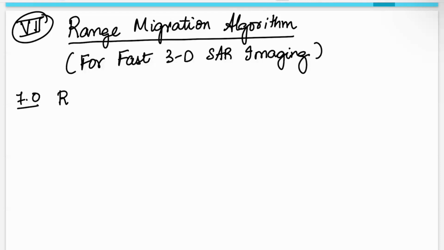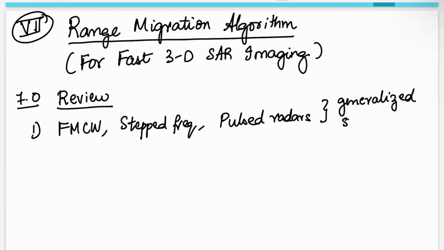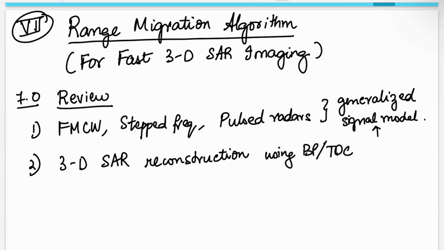So maybe first let's do a quick review of what we've covered so far. We started with a series on FMCW radars, step frequency radars, and pulse radars. We did 3 videos on these, covering the signal processing aspects of each, and we developed a generalized signal model for all of them. Then we made a video on 3D SAR imaging, SAR reconstruction using back projection or time domain correlation. And we also talked about MIMO radar and how to reconstruct using back projection for MIMO.